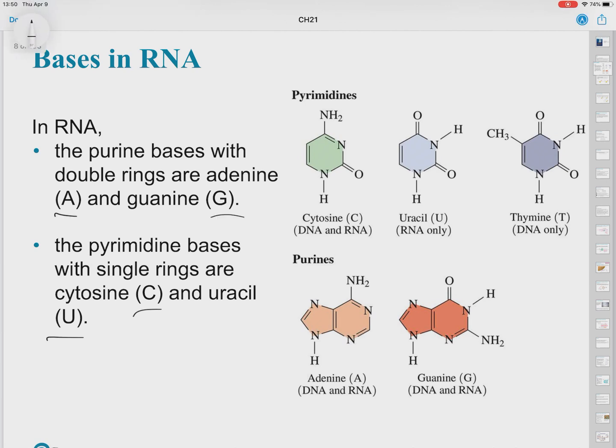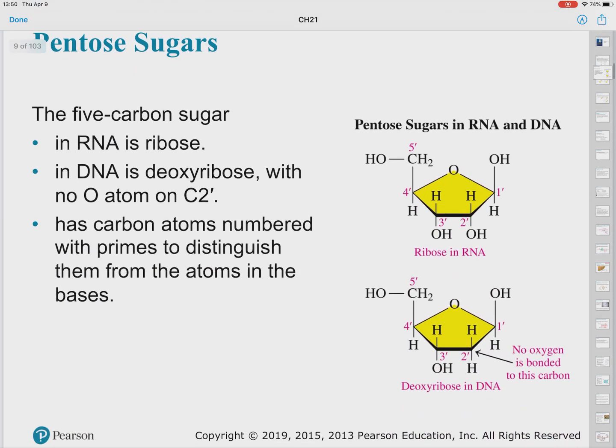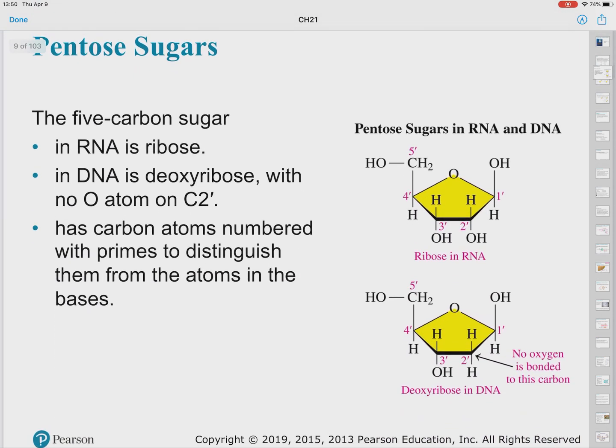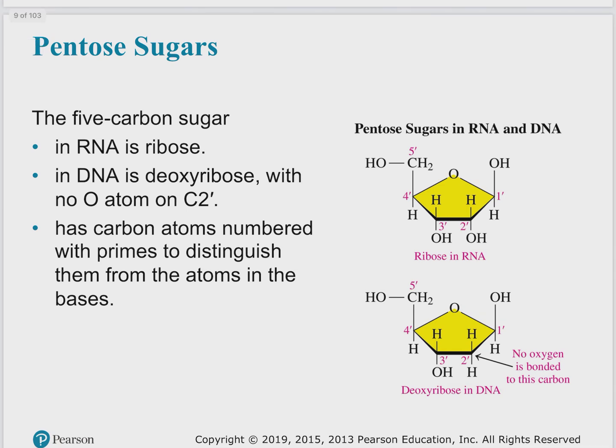And again, this is the same slide. It's just highlighting again the 4 different RNA nucleotides that we see. And again, these are the nitrogenous bases. There's also a difference in the sugar, and we're going to see that here in a second.